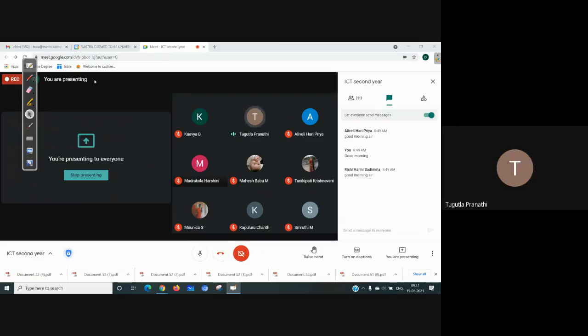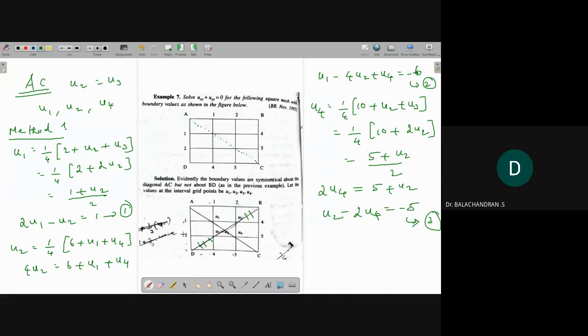U2 is 2.83. Okay, so U2, please tell. I think U2 is 3. Exactly 3, book answer. Is it correct? I got 2.83, sir. 2.83. Okay, we'll check it. I think the book answer is 3.